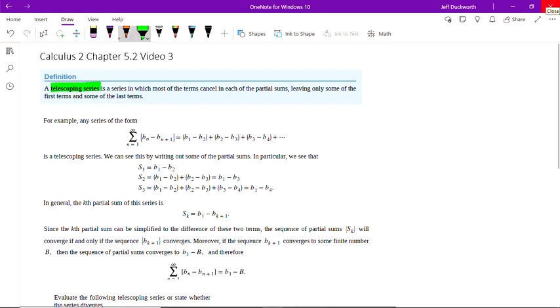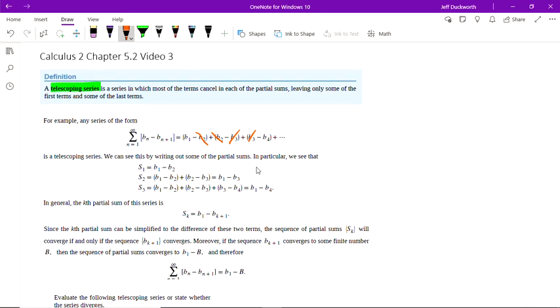So what's happening here? This is an example. We've got b_n minus b_(n+1). So we have the b1, which is going to stay, but then we have a negative b2 and a positive b2, so these two cancel out. And then we have a negative b3 and a positive b3, those cancel out. And then a negative b4 and a positive b4, those cancel out, and so forth.